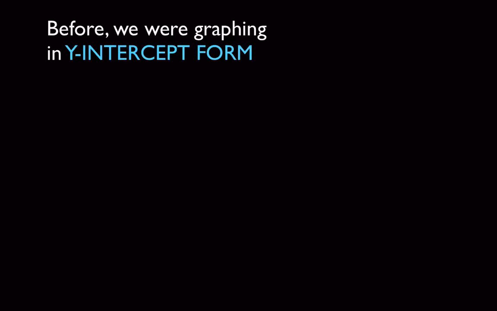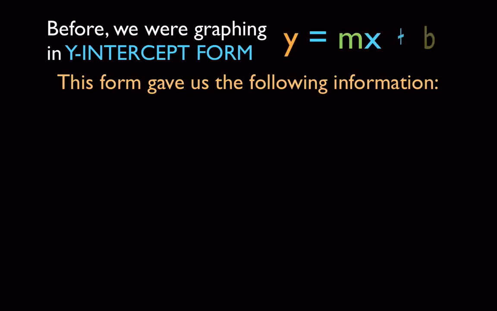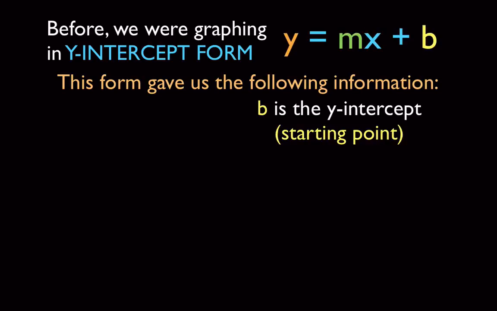Okay, next we're going to learn how to graph in standard form. Graphing in standard form is a little bit different than graphing in slope-intercept form, because when we graph in slope-intercept form, we have two pieces of information. We have our starting point and we have our directions, which is the y-intercept and the slope.